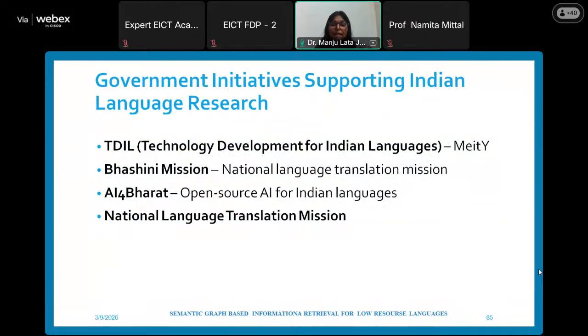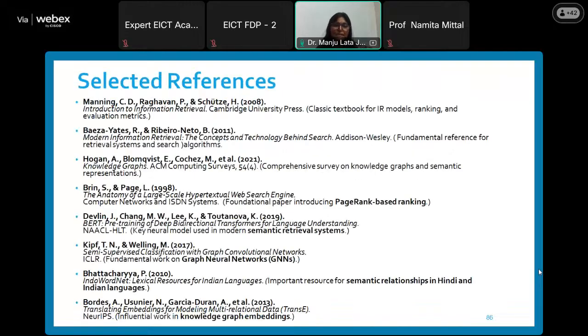Government initiatives are supporting Indian language research, because all of us are very much aware of the Academy mission. Every time you can see posts on LinkedIn about their work. These are basically the Government of India's initiatives: technology development for Indian languages by MeitY, the Bhashini mission, AI for Bharat, and the National Language mission. All these are run by the government, especially for research in Indian languages and Hindi.